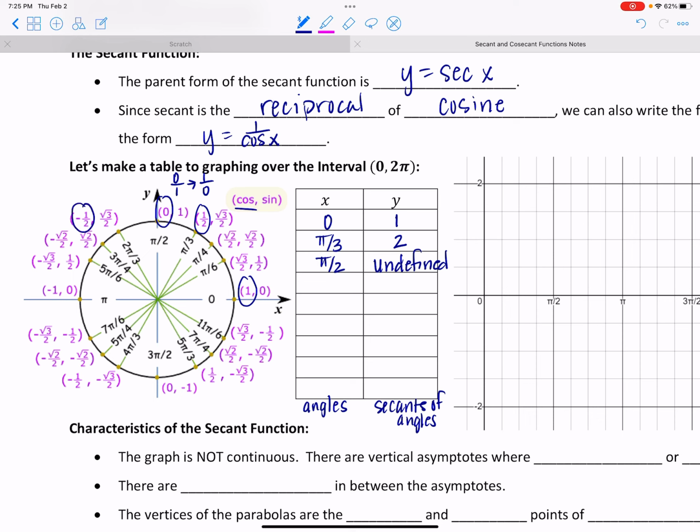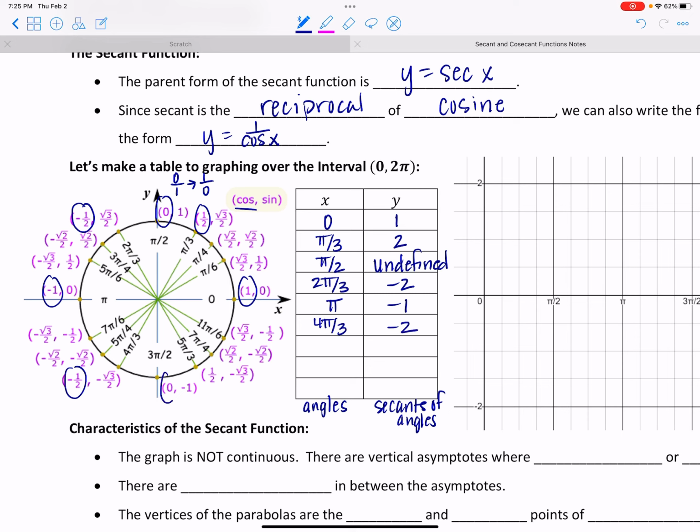That's going to be at 2 pi over 3. I can take the reciprocal there and get negative 2. And then I can skip here. That looks pretty good. At pi, the reciprocal of negative 1 is negative 1. And then I'm going to jump down to this one at 4 pi over 3. Then we're looking at negative 2 again.